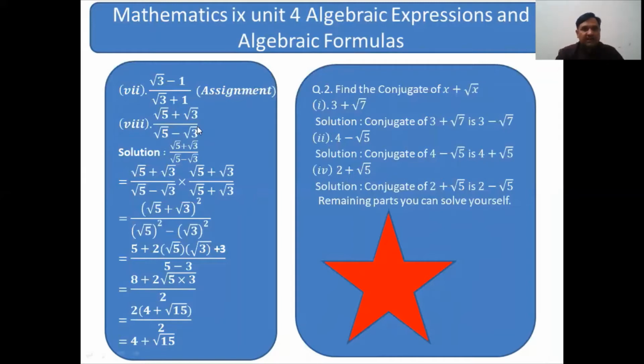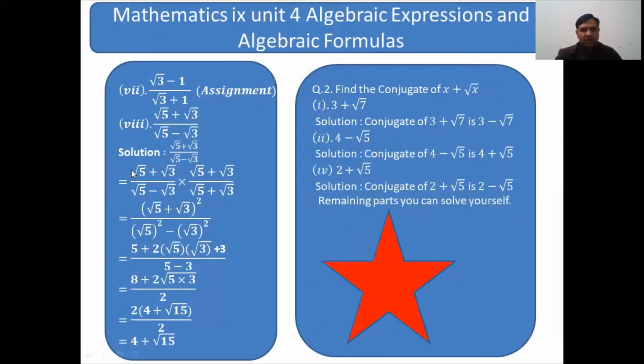So part 8: square root of 5 plus square root of 3, divided by square root of 5 minus square root of 3. Here we have to remove this binomial surd in the denominator. So what we have to do is multiply and divide by the conjugate of the surd which is given there. So square root of 5 plus square root of 3 is the conjugate of square root of 5 minus square root of 3. So we are just multiplying and dividing with the conjugate.